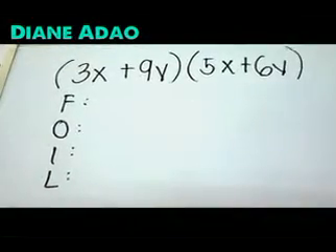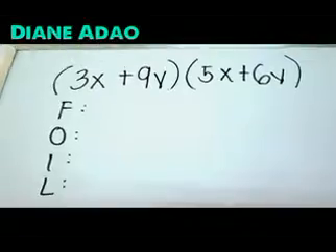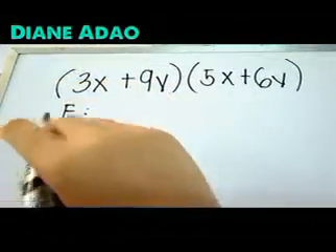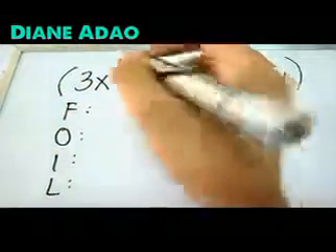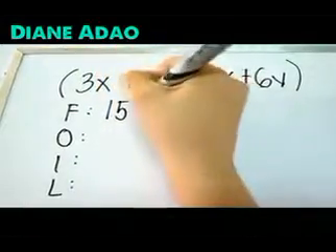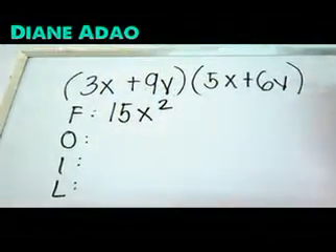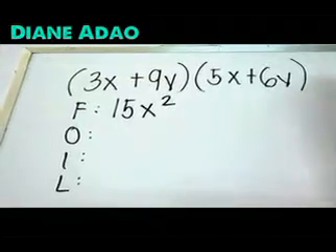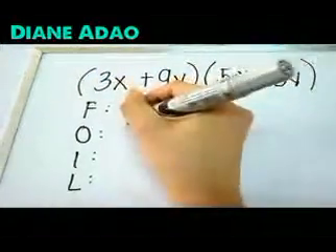Here's an example of a product of a binomial. First step is multiply the first terms. 3x times 5x is equal to 15x squared. Second step is multiply the outer terms. 3x times 6b is equal to 18xb.